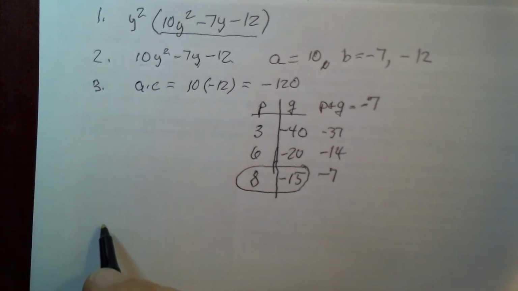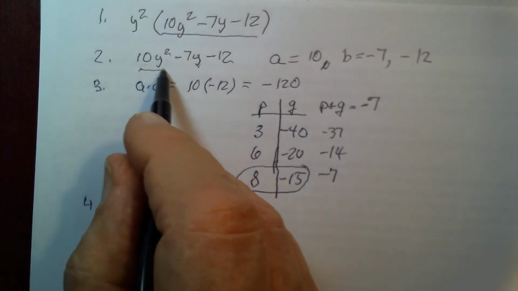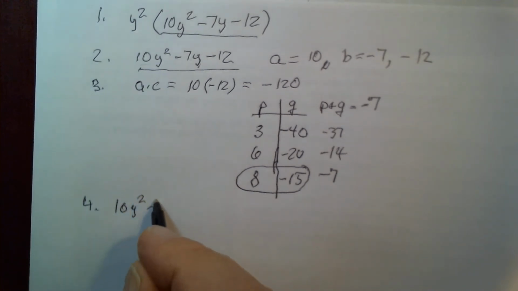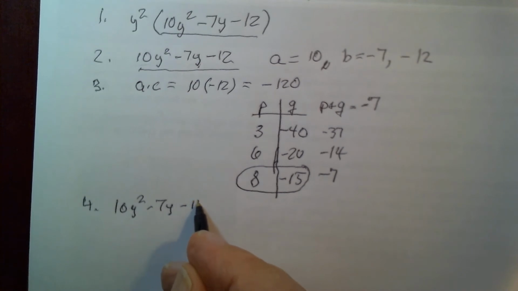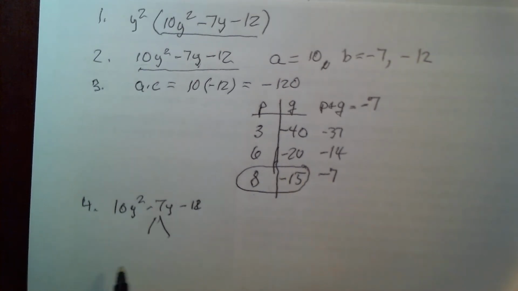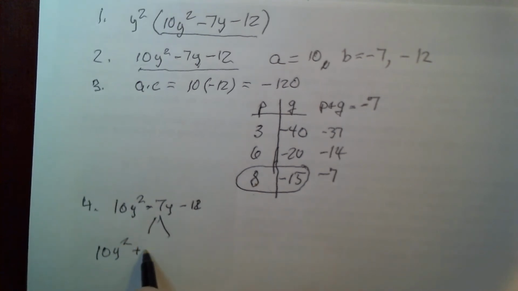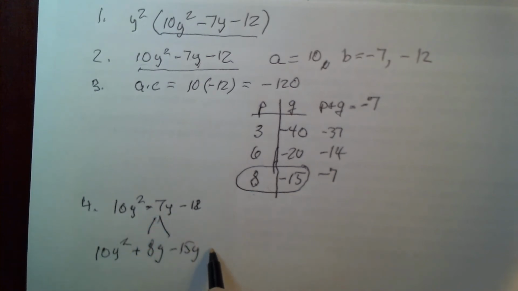This was step 3. And so number 4, we have our trinomial 10y squared minus 7y minus 12. We split the middle term using p and q as the coefficients for the term of y. So in other words, 10y squared plus 8y minus 15y. Again, 8y minus 15y is minus 7y, minus 12.